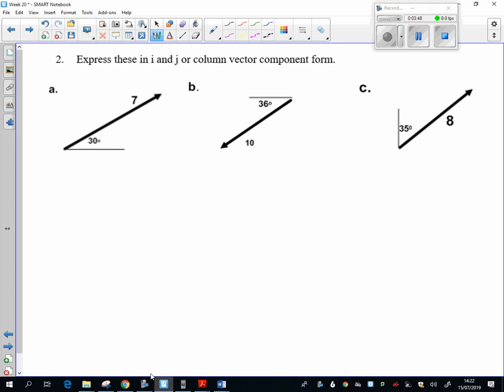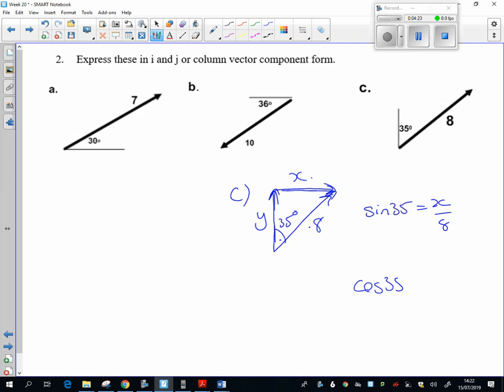Okay, and then let's just do the last one. So C is going off in that direction, so these are both going to be positive vectors. That's the positive x direction, that's the positive y direction. If this is my hypotenuse and this is my angle, x is opposite, so sine 35 is x over 8, cos 35 is y over 8, so I grab the calculator.